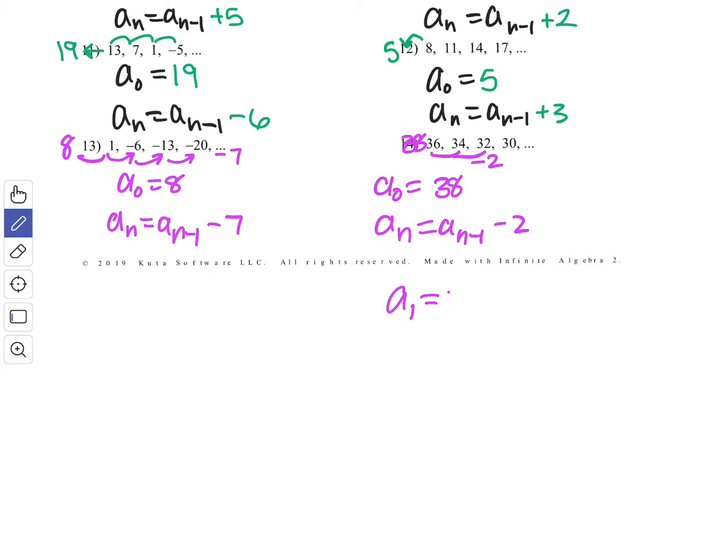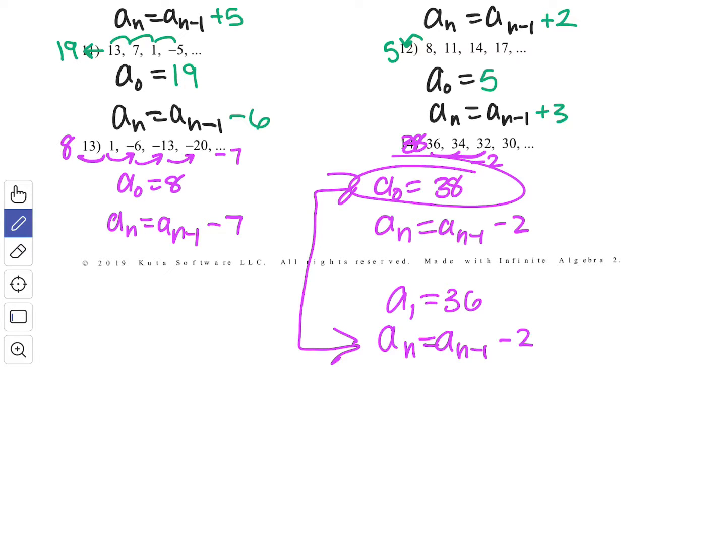Now again, if you really wanted to, I could actually say a sub 1 equals 36, and a sub n equals a sub n minus 1 minus 2. Those are the same things. But getting in the habit with the a sub 0 is a better habit to have, so that's what I suggest doing.